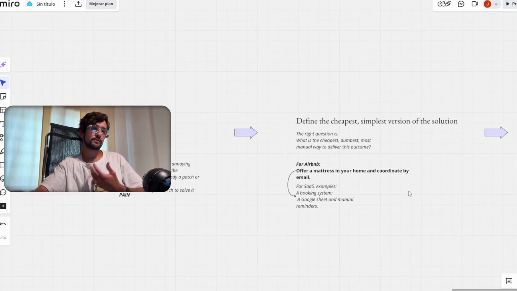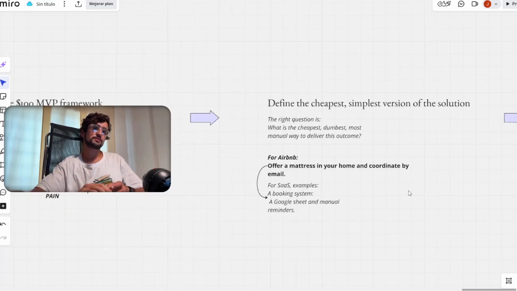So after that, you need to define the cheapest and simplest version of the solution. The right question is, what is the cheapest, dumbest, most manual way to deliver this outcome? For example, for Airbnb it was offering a mattress in your home and coordinating by email, okay? And for software as a service, an example could be, let's say, a booking system, a Google Sheet and manual reminders.